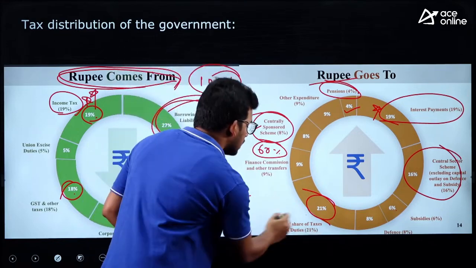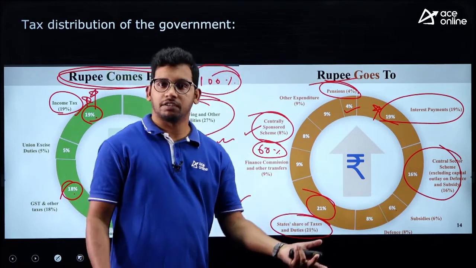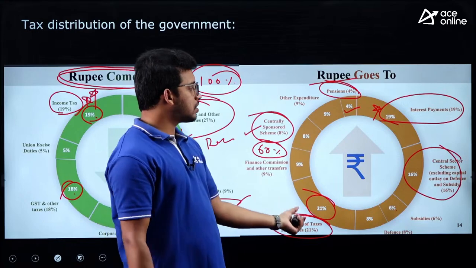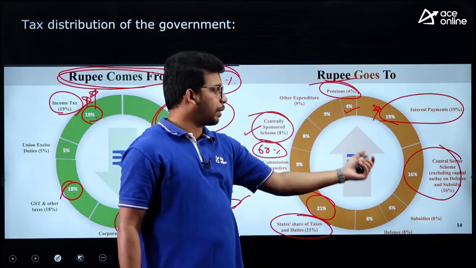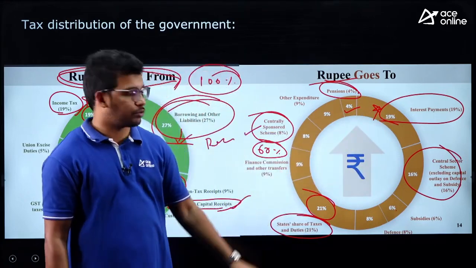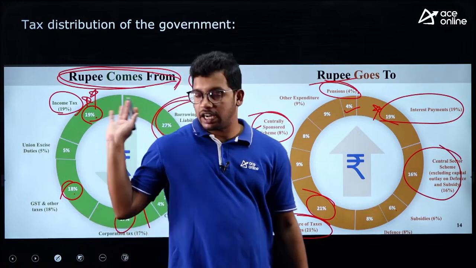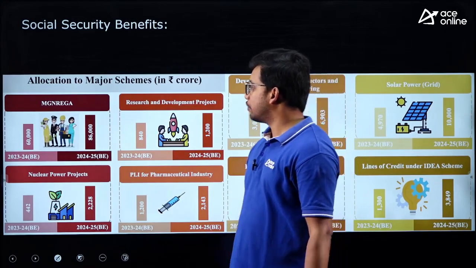The dominant one is the states' share of taxes, whatever taxes are given to the states, followed by interest payments and then central sector schemes. So this is also a very important slide that you need to remember, fine.